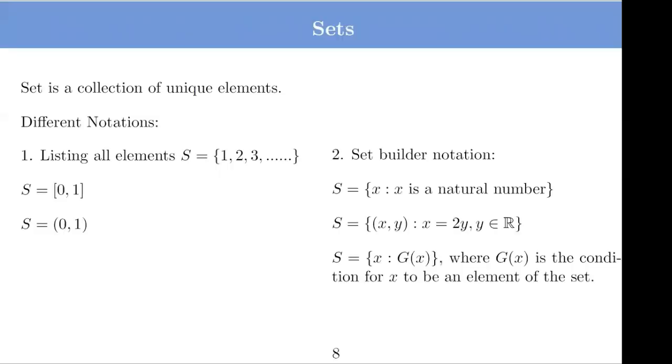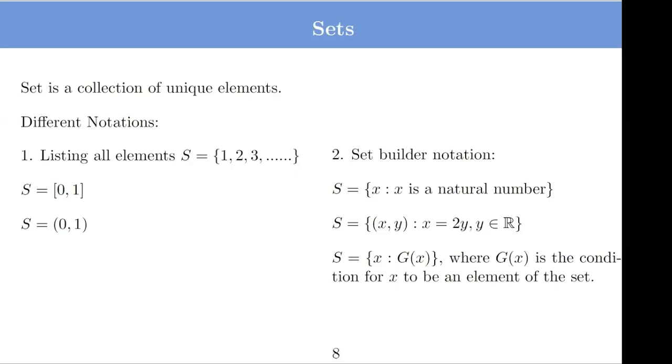First, I'll take a review of the set theory. So we all know that a set is a collection of unique elements. There are different ways sets are represented. One way is you can just list all elements. For example, S equal to {0, 1} in the curly braces, that means the set is made of two elements, 0 and 1.